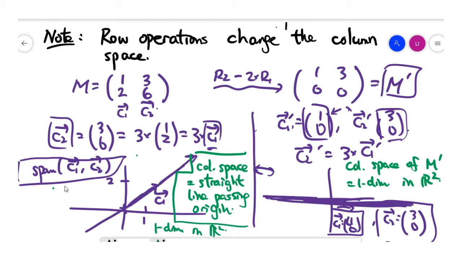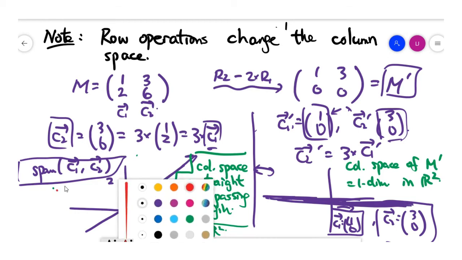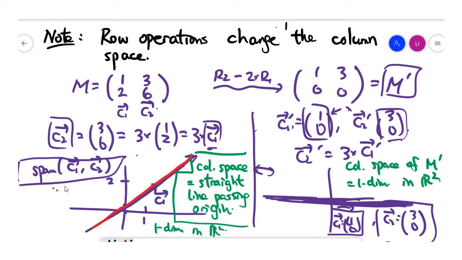But actually, the actual lines are not the same, right? If you look at the actual line here, obviously they are not the same line, although the dimension remains the same. There's another thing which remains the same, which is the relations among the columns. You can see for the first matrix, the second column is 3 times the first column, right? You can take note that for the new matrix, the second column is also 3 times the first column. So these are the things that remain unchanged.